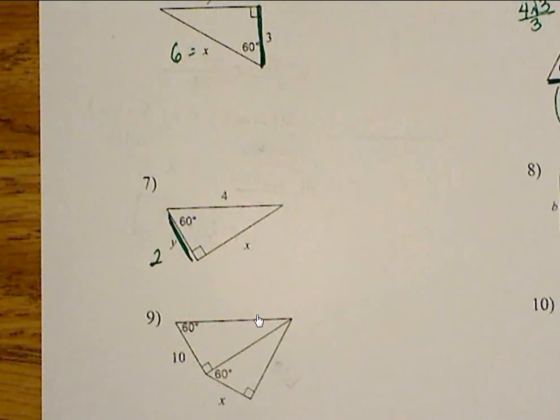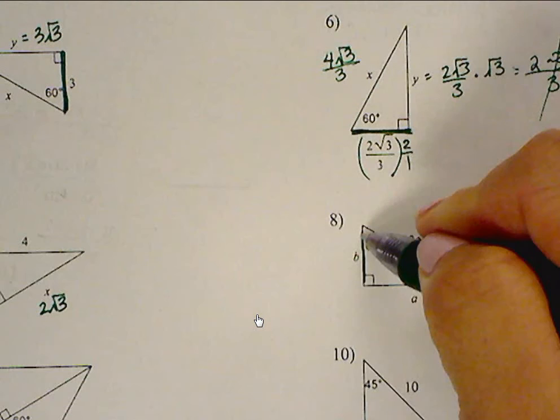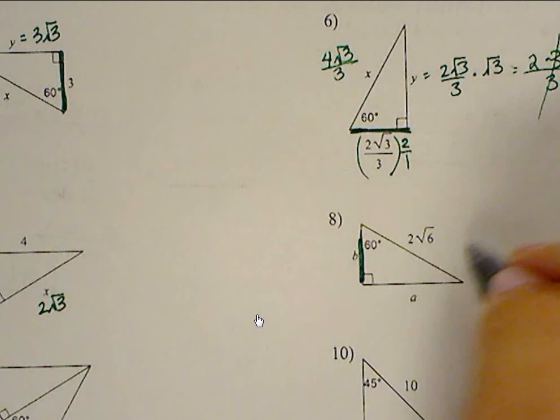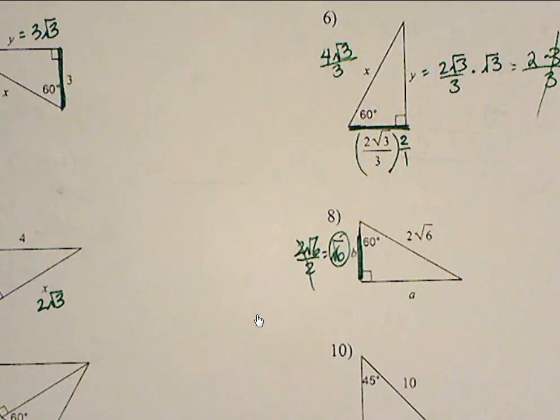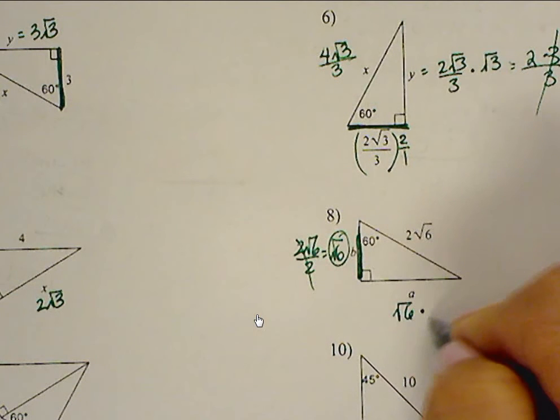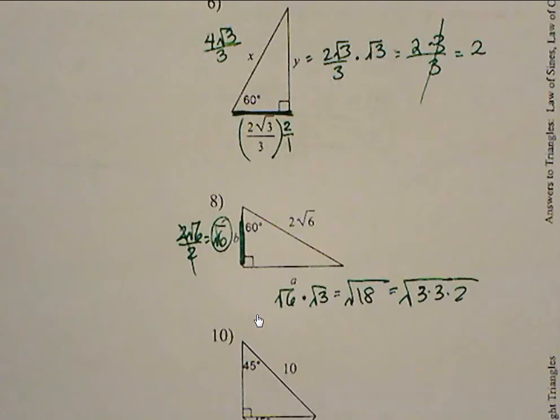Okay. Well, what if, look at number 8. They gave me a hypotenuse with some weird stuff in it. I still have to do what to get to my home base? Divide by 2. And so all I do is 2 rad 6 divided by 2, which is? Rad 6. And what's rad 6 times rad 3? Rad 18. But 18 is 3 times 3 times 2. So who comes out of the house? 3 rad 2.